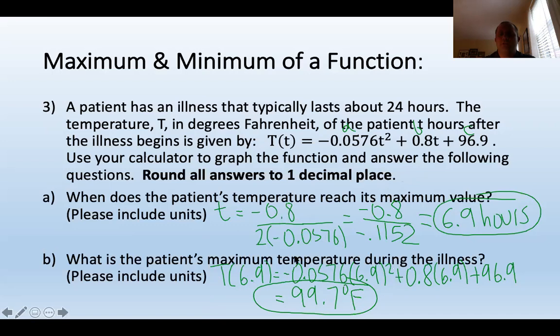So we substitute 6.9 in for little t everywhere little t is listed in the function. So we have negative 0.0576 times 6.9 squared plus 0.8 times 6.9 plus 96.9. I would just recommend putting all that into your calculator and letting your calculator perform that calculation. When you do that, you get 99.7 degrees Fahrenheit as the maximum temperature, rounded to 1 decimal place.